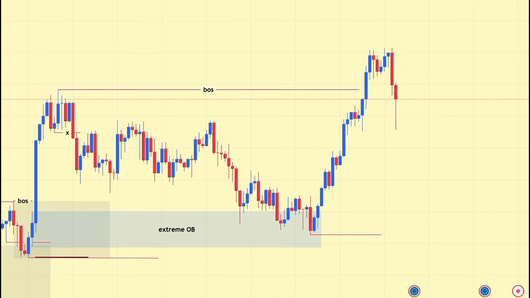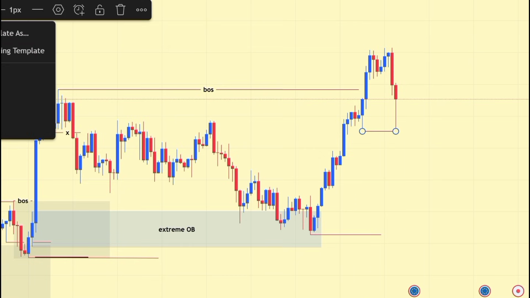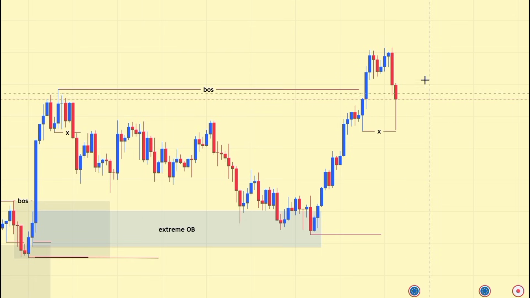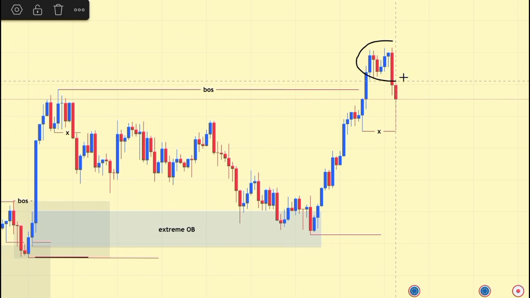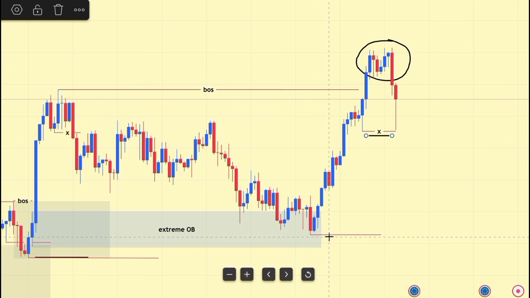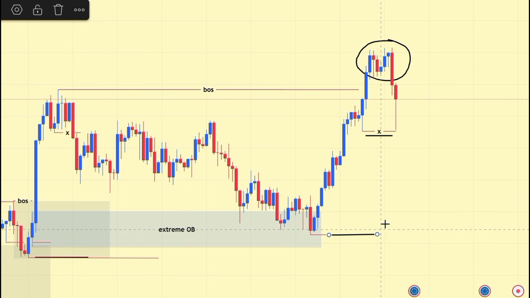If I mark the inducements, of course, I can clearly see the inducement exactly right there. So that creates our major inducement. No, minor inducement, sorry. The reason why I'm marking this one is because we can clearly see that this one here is not a valid pullback. So what does that mean? This means that this one here will be the minor inducement, and this external low will be the major inducement.